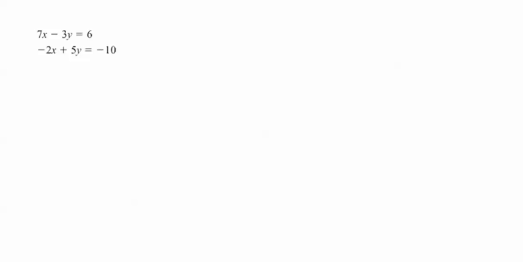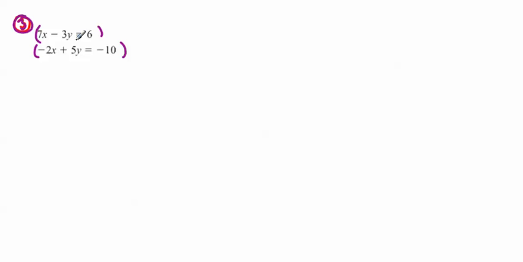Okay, the last one that I'm going to do on this video is example number 3. And it's 7x minus 3y equals 6 and negative 2x plus 5y equals negative 10. My x's are lined up, my y's are lined up, my constants are lined up. Look at my coefficients. I have 7, negative 2 for the x, and negative 3 and positive 5 for the y. This time I'm going to have to multiply both equations by something to make it possible for me to eliminate. So I want to get rid of the x.